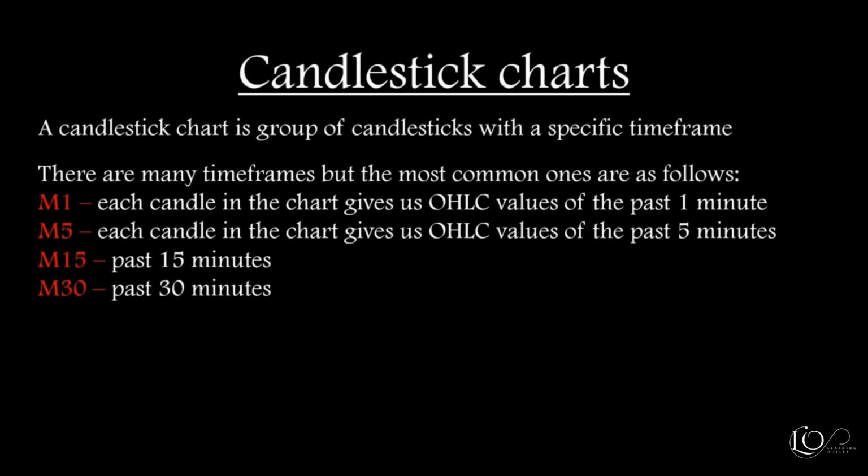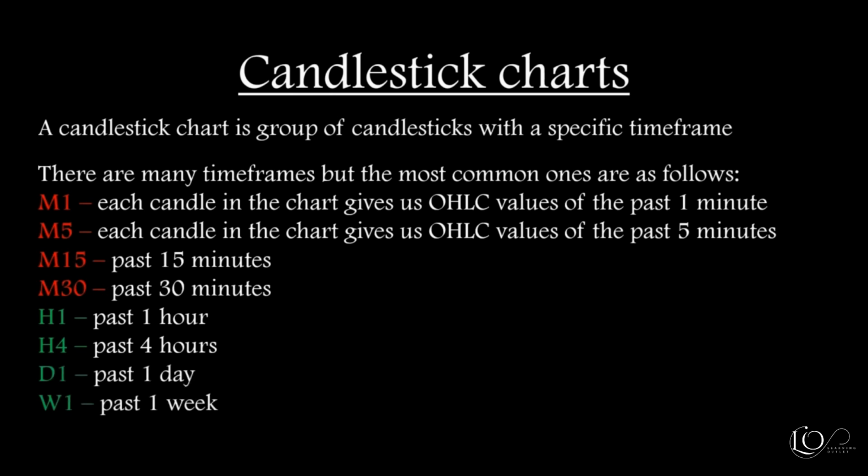The M5 is going to give us the data for the past 5 minutes, and the past 15 minutes would be given on the M15. The M30 will give us the values for the past 30 minutes. Moving ahead, you have the H1 and the H4, which stand for hourly. H1 means each candlestick is for 1 hour. H4 means that each candlestick is going to be for 4 hours. And then the D1 stands for daily, and the W1 stands for weekly.